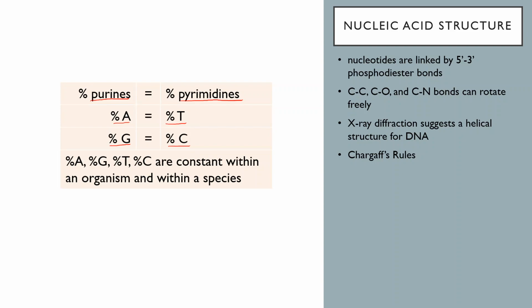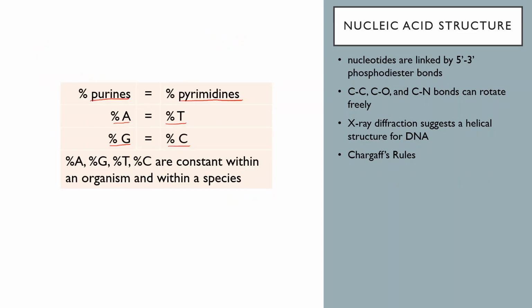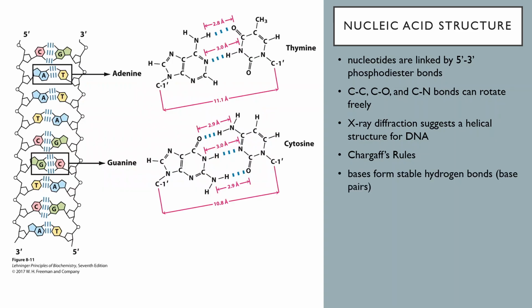So these combinations were another clue that there's something about the pairing of adenine and thymine and the pairing of guanosine and cytosine that must tell us something about the structure of DNA. And in fact, these are called Chargaff's rules. The relative amount of adenine in a DNA sample is always equal to the relative amount of thymidine, the relative amount of guanosine is always equal to the relative amount of cytosine, and those ratios are consistent across tissues within an organism and consistent across individuals of the same species.